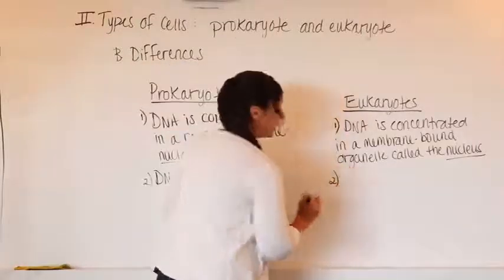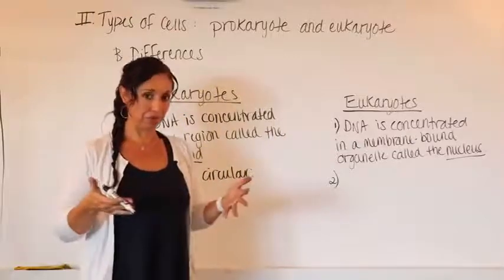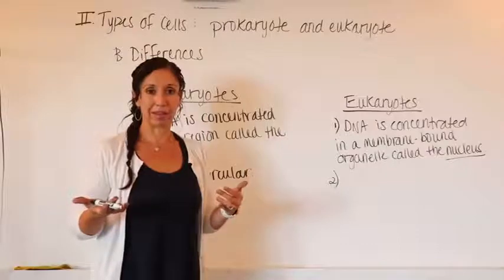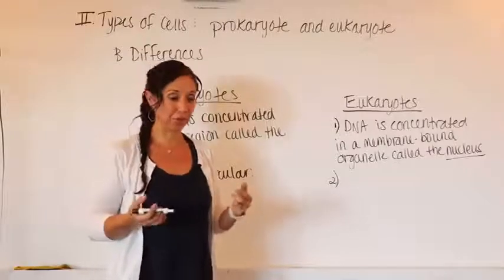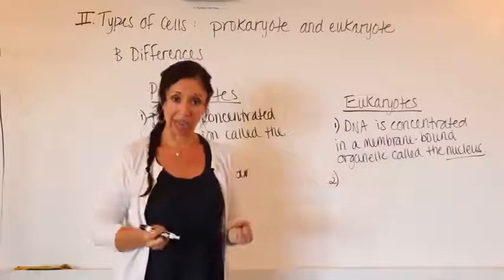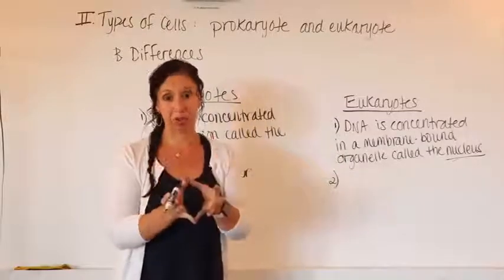In eukaryotes, the DNA is linear, and you usually have multiple chromosomes. You know the company 23andMe? The reason it's called 23andMe is because you get 23 chromosomes from your mom, 23 chromosomes from your dad, so you are a beautiful combination of 46 chromosomes.